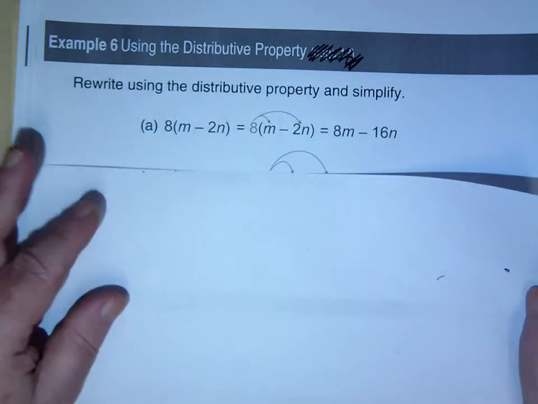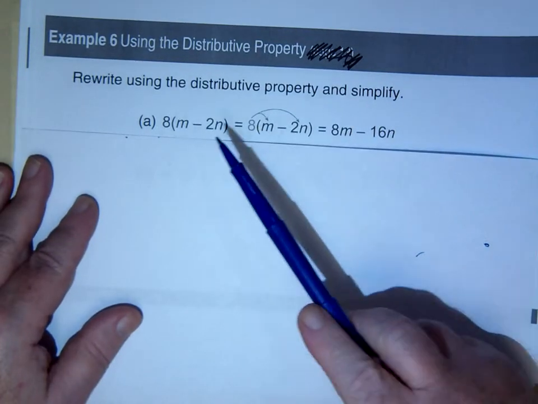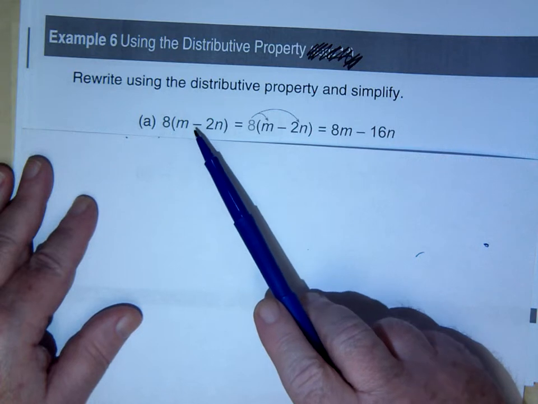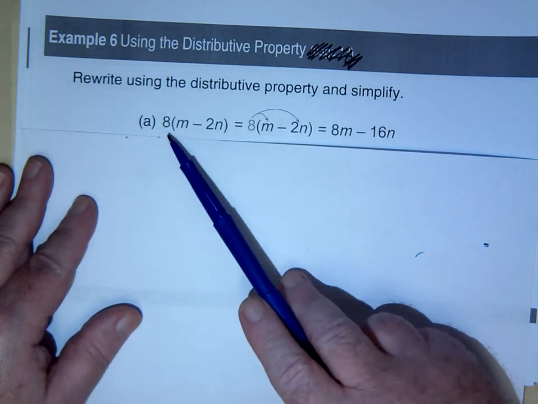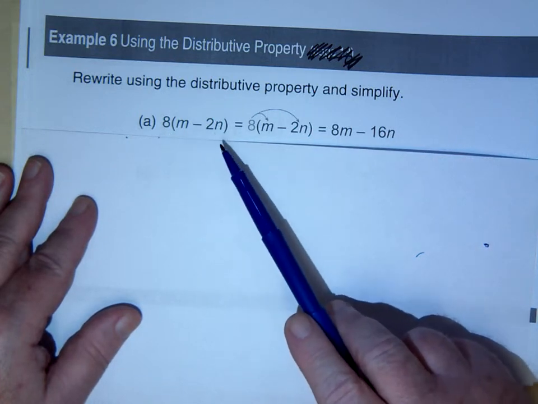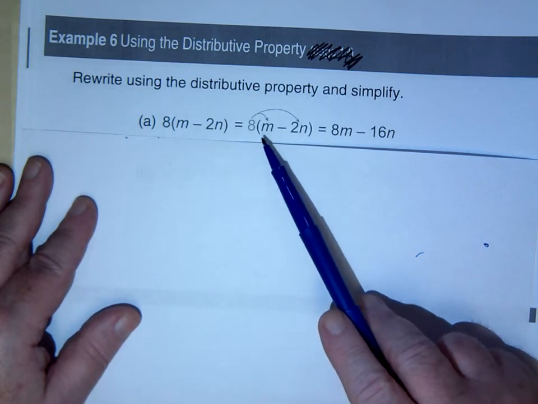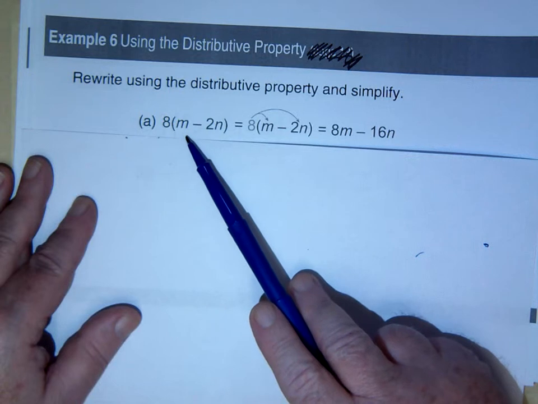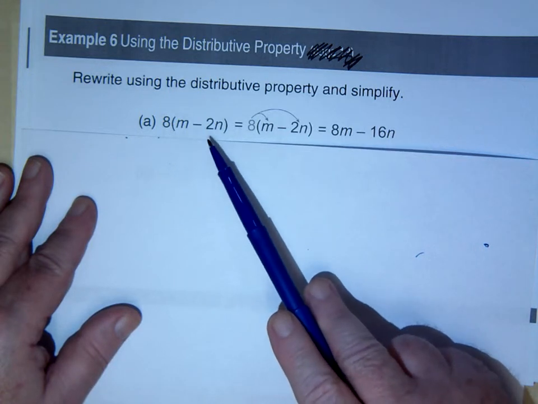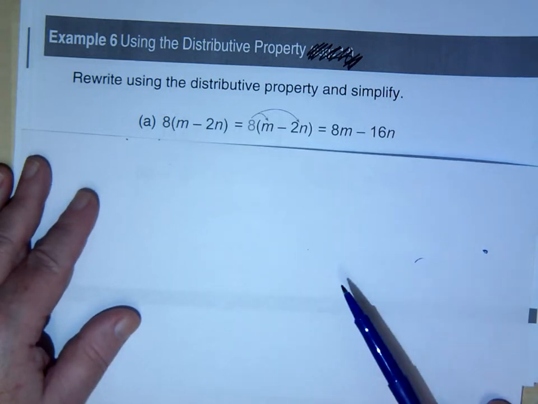Here's the distributive property. We can take this 8 and multiply it times the m, leave the minus sign there, and 8 times the minus 2. In fact, not only can we do this, you must do that if you distribute. That's a common mistake. So we're going to get 8m minus, and 8 times 2 is minus 16n.